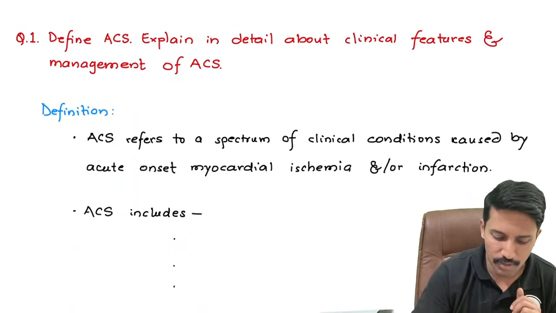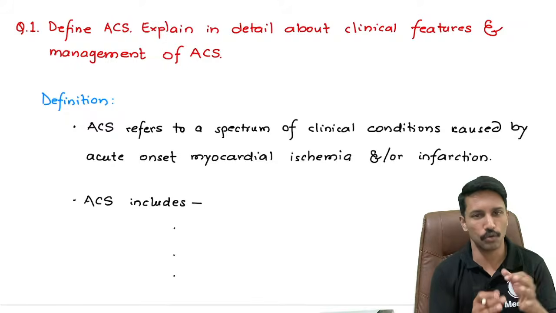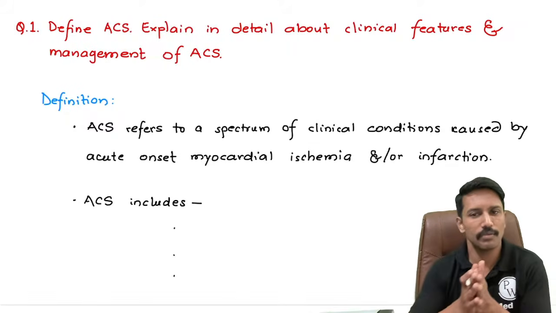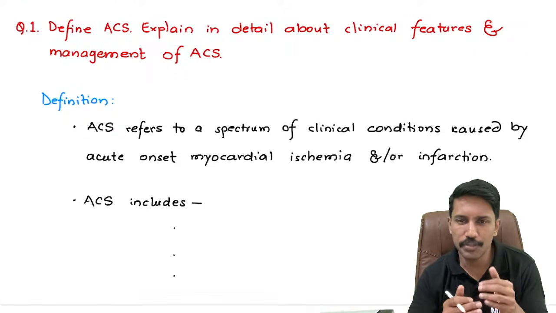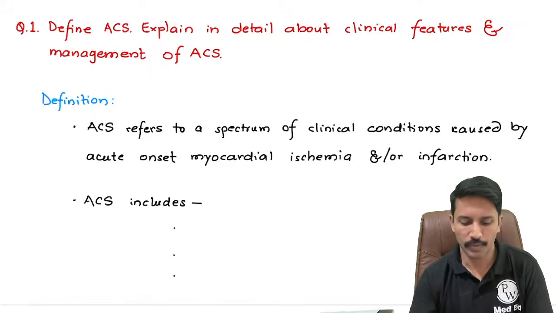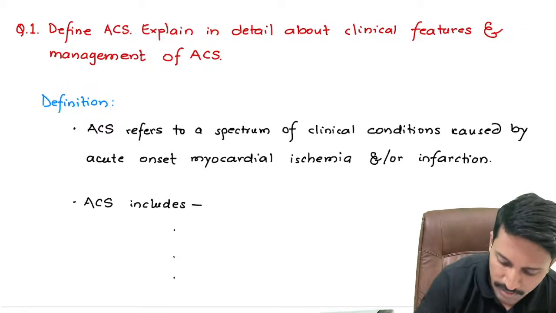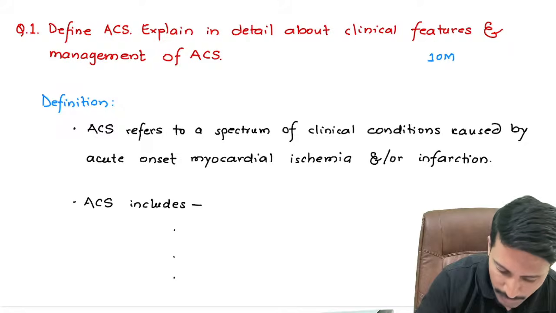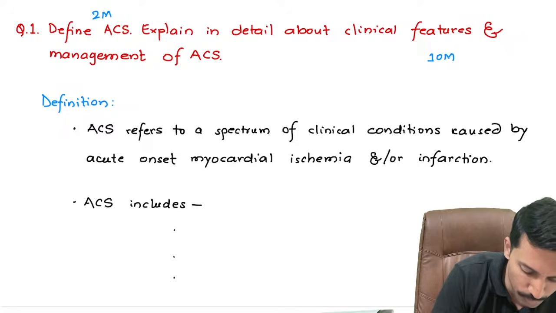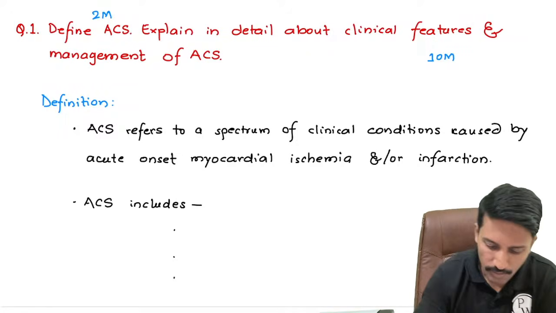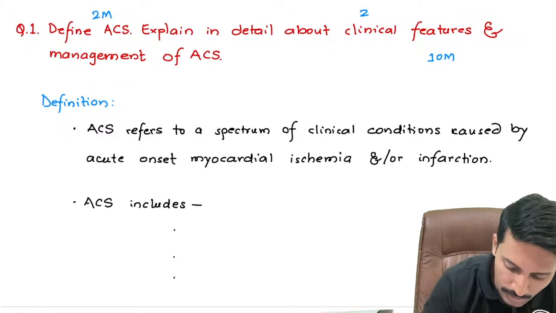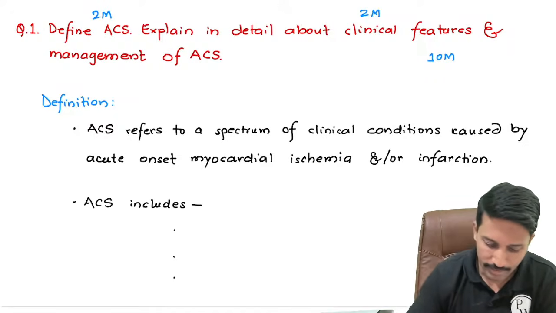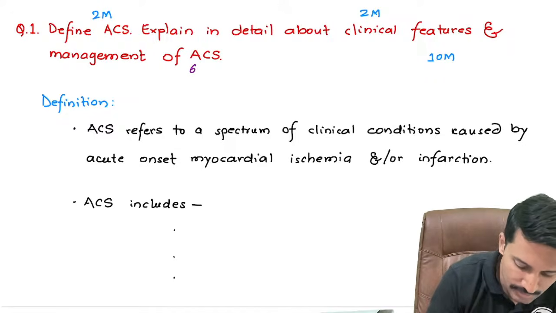What kind of question can be asked? They will ask you to define what is acute coronary syndrome. Then they will ask you to explain about the clinical features and management of acute coronary syndrome. When this question is asked for 10 marks, the definition will generally carry 2 marks or 1 mark, the clinical features will carry around 2 marks, and the management will carry around 6 marks.